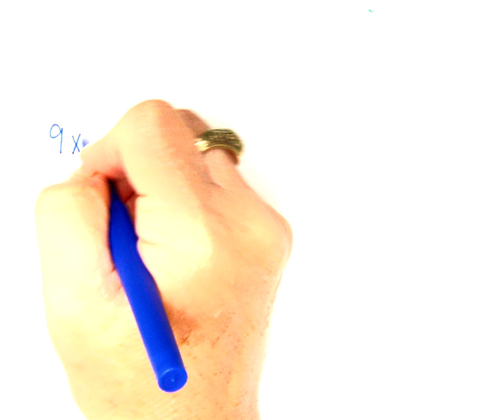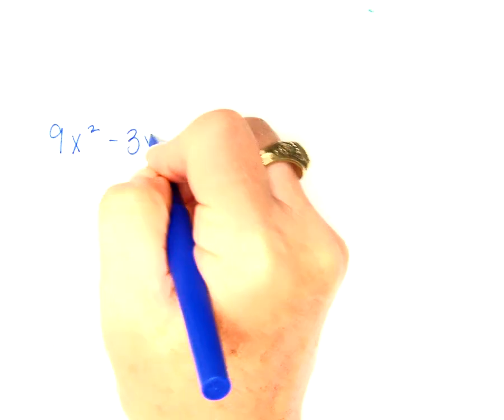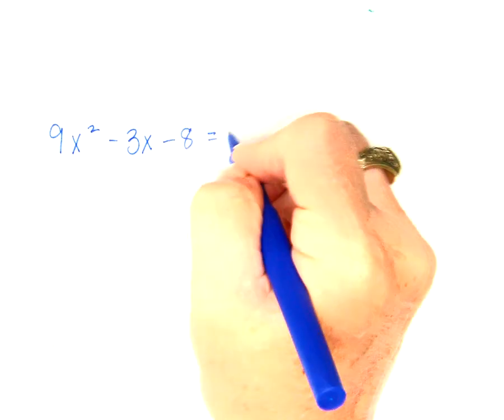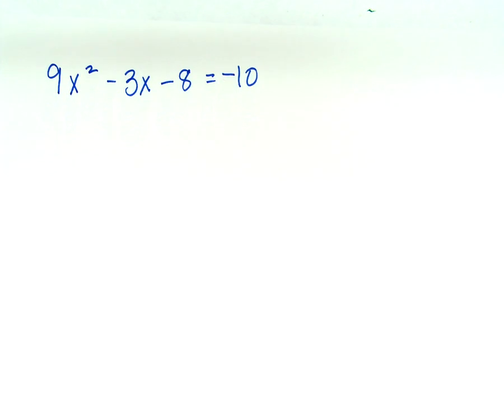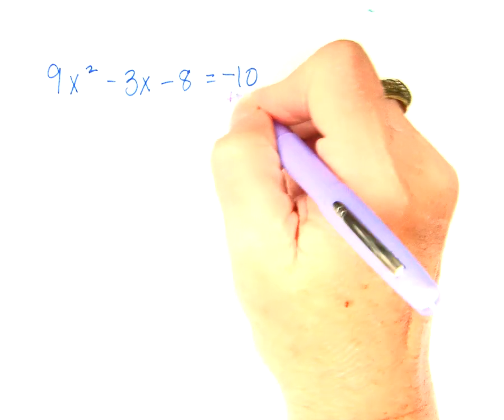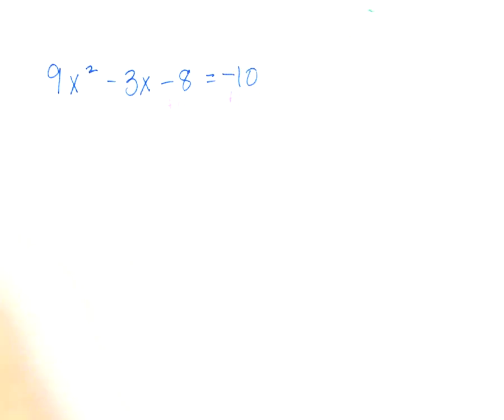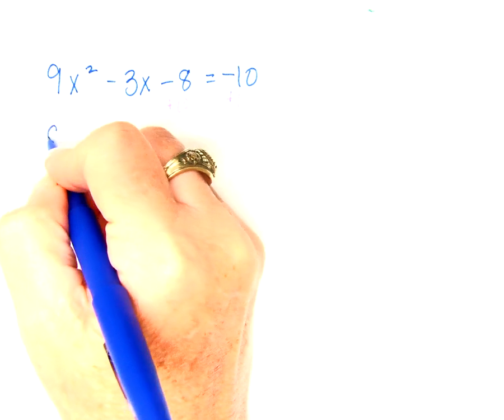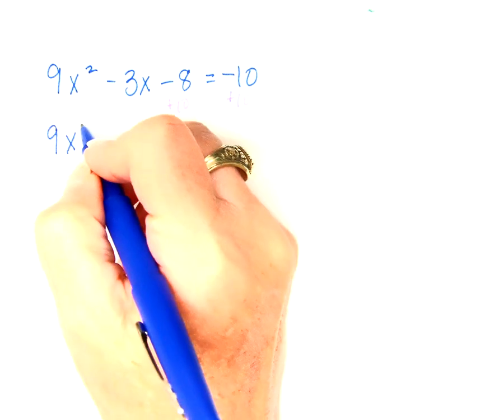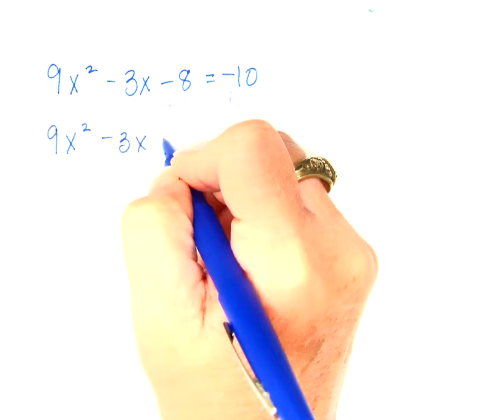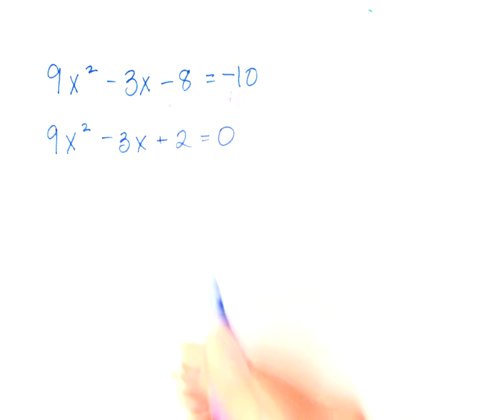9x squared minus 3x minus 8 equals negative 10. Oh, it's not equal to 0. Uh-oh. What do I have to do first then? Add 10. If I add 10 to both sides, then you get negative 18, try it one more time, you get 2. That's all right. So 9x squared minus 3x plus 2 equals 0. Okay?